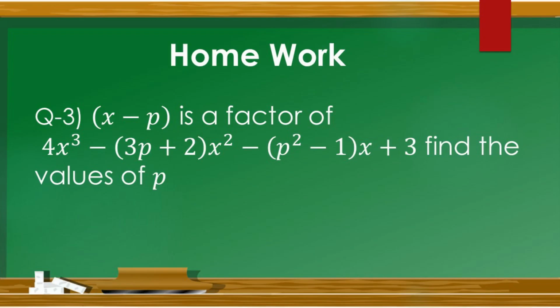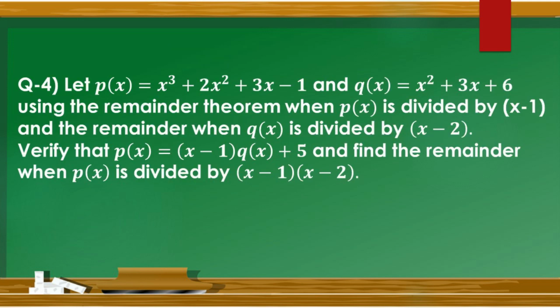Okay children, so this example is allocated for you. 4x cubed minus (3p plus 2)x squared minus (p squared minus 1) into x plus 3 is divided by x minus b, which is a factor of the function, right? You have to find the values of p. Okay, you can try it as homework. So now I selected another example.